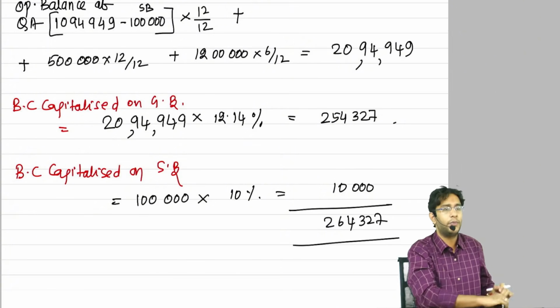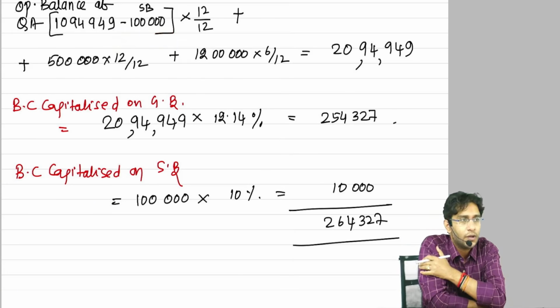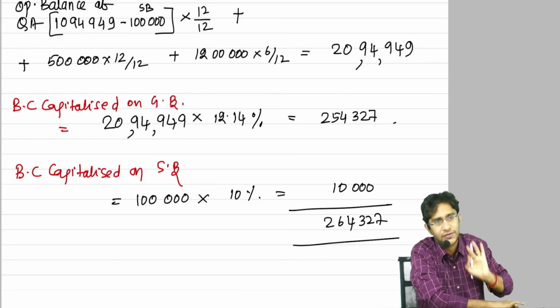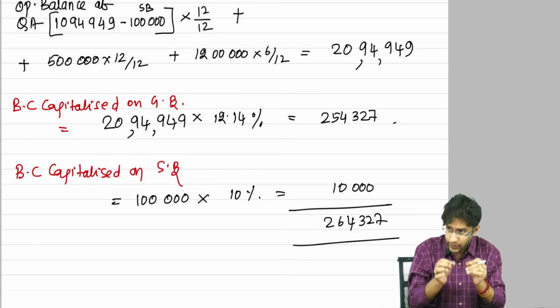What is it? 1 lakh into 10%? Here I removed 1 lakh, no. What is it? 1 lakh? Specific borrowing. On that cost separately you are incurring, and anyway you will capitalize. This is general borrowings. Now, I want you to observe something very deep.